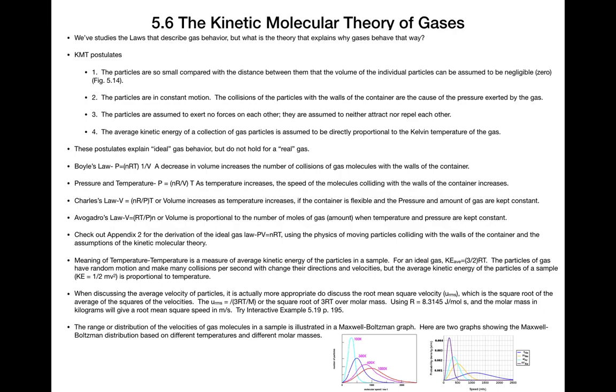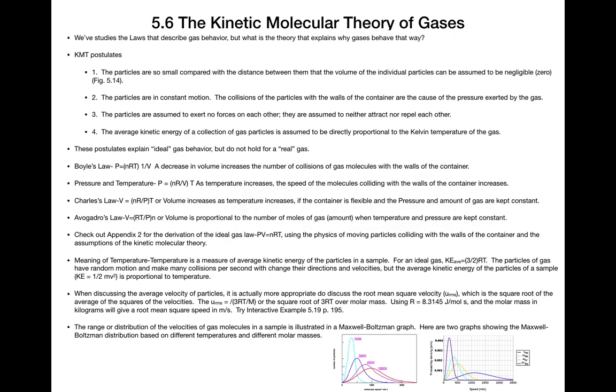The particles of gas have random motion, and as a result, they have many collisions per second, and these change the directions and velocities of the molecules. But despite the randomness of the motion, the average kinetic energy, or energy of motion, of the particles, which can be calculated in physics, KE equals 1/2 mv squared, is proportional to the temperature. Now, when discussing average velocities, since kinetic energy and temperature are really proportional to velocity squared, it's actually more appropriate to do your discussion in root mean square velocity, or u_rms, which is the square root of the average of the squares of the velocities. So it's a little more complicated than just the average velocity.